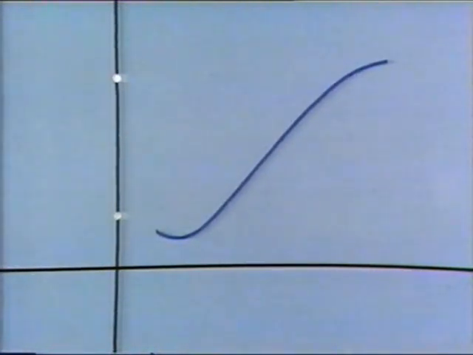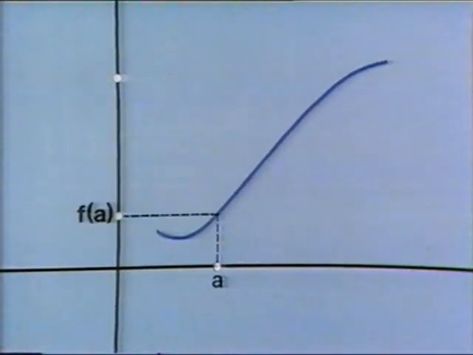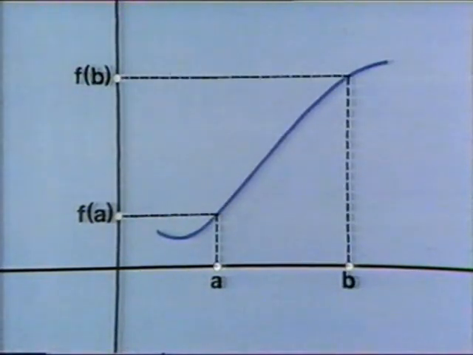Let's put that in symbols. If the 2 points in the image are f of A and f of B, then the theorem says that any intermediate point D is the image of some point C in between A and B.